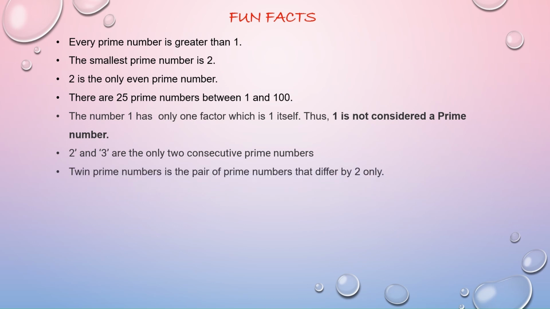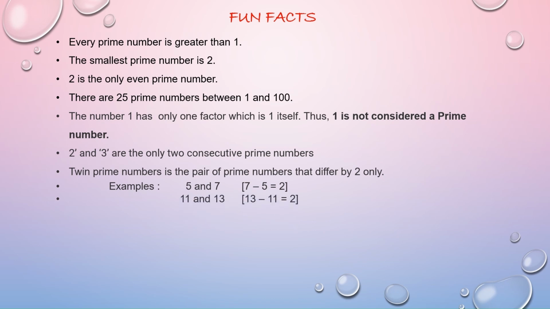Twin prime numbers. What are twin prime numbers? A pair of prime numbers that differ by 2. That is, if you minus them, the answer will be 2. Examples. 5 and 7 are prime numbers. 7 minus 5 is 2. So it's called twin prime. When you minus, if the answer is 2, they are called twin prime.